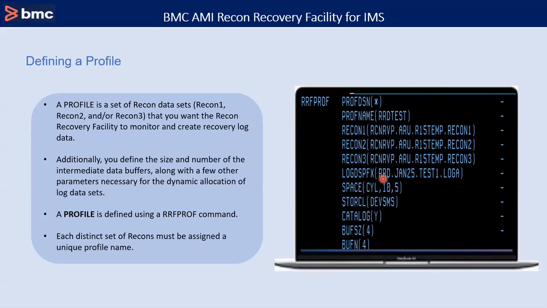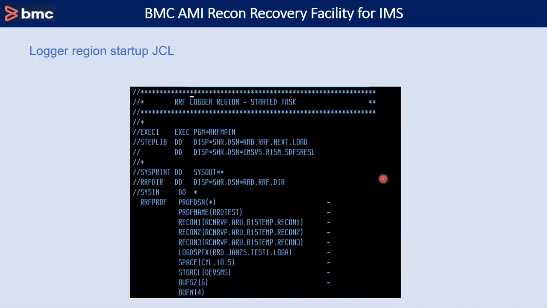So if you move to the next slide, please. So when you initialize the logger region, this is how it looks. It's pretty simple. RRF main is the main program. Specify the load library and IMS REST lib. Supply the directory data set, and then you specify the profile we just talked about. So you can have multiple profiles defined here. We showed only one, but you can have multiple of them.